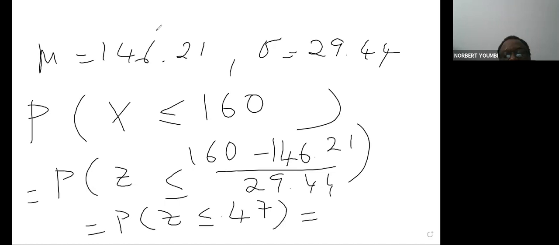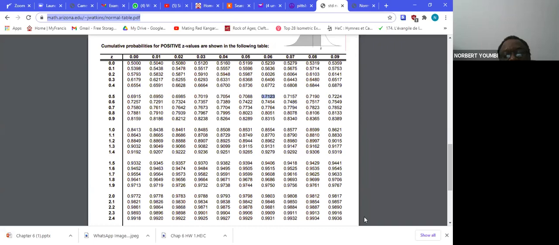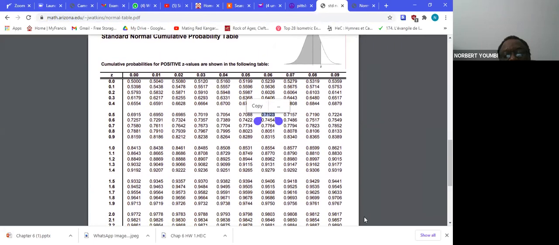So if you are using Google Calculator, you do not need to do this transformation. That is why I'm encouraging you to use the Google Calculator. You do this transformation only if you want to use this distribution table. So now with the distribution table, we want the probability that Z is less than 0.47. This is 0.4 here. Z is 0.47, and that is 0.6808.